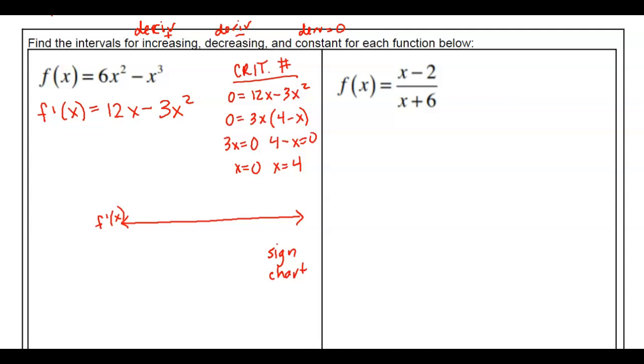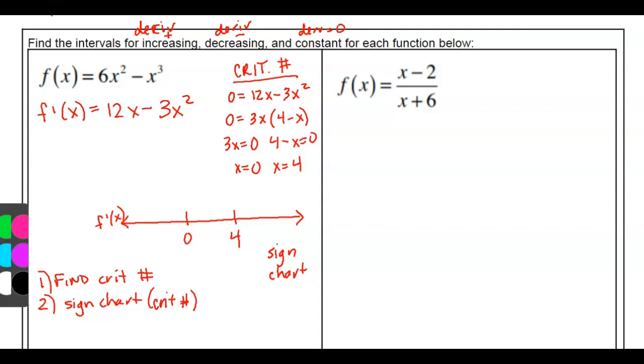So they're very specific. This was about 15 years ago, that sign charts need to be explained, but they do want them. So what we want to do is label the critical points. Step number 1 is find the critical points, critical numbers. Step number 2 is make a sign chart and label the critical numbers on it. So I got 0 and I get 4. And we don't draw any other notches, just so you know. You only label the critical points.